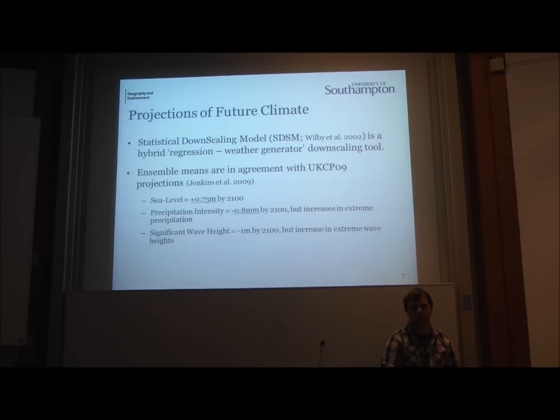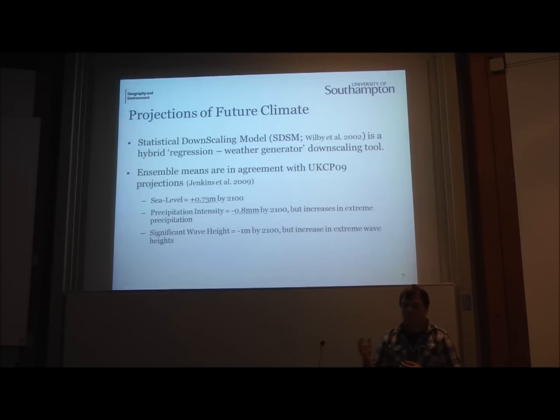And to do that, we use the statistical downscaling model of Wilby 2002, which can be best described as a regression, a hybrid regression weather-generated downscaling tool. What it does is it compares large-scale climate forcings over a baseline period of 1960 to 1990 with observed climate variables from your point, so from the southwest Isle of Wight, over the same period, and then uses those regressions to force the weather generator to downscale the global climate model outputs to the point source. So it's using historical relationships to force future climate change with changing forcings.